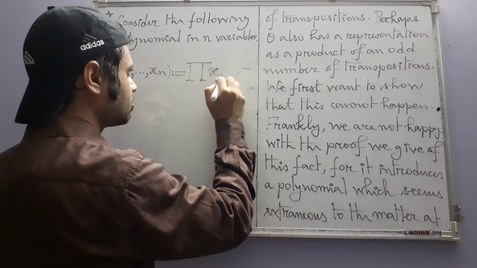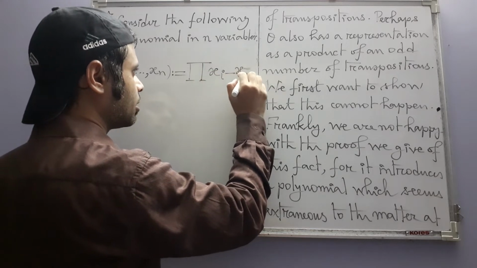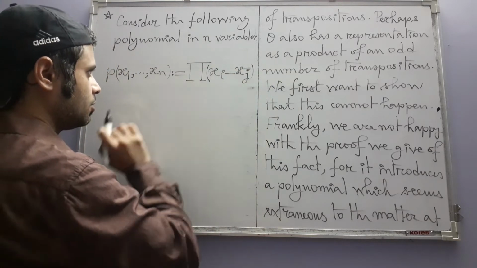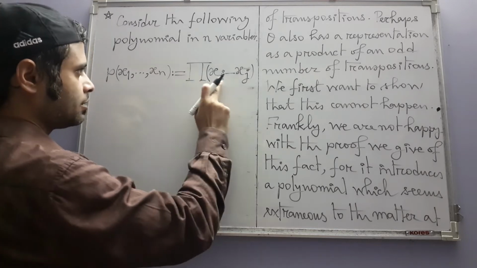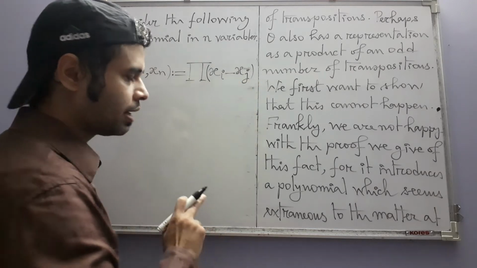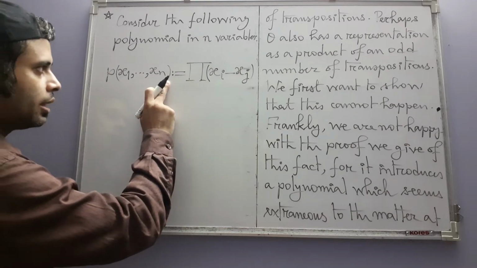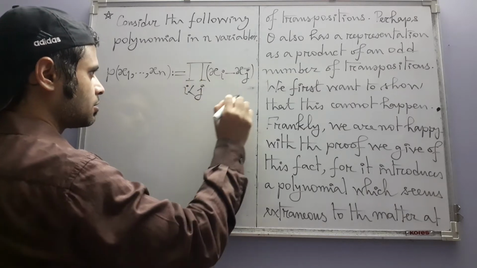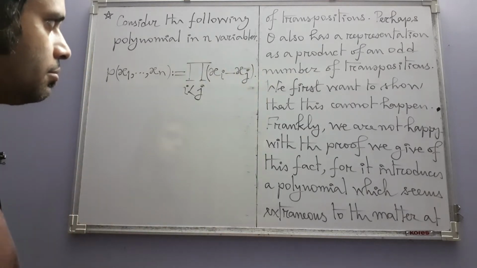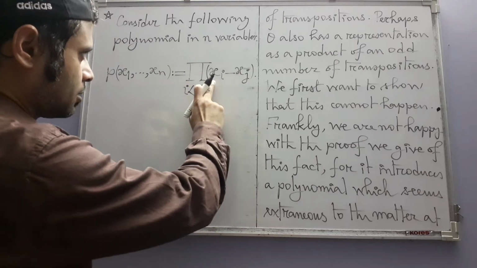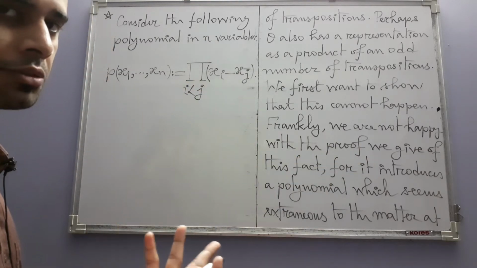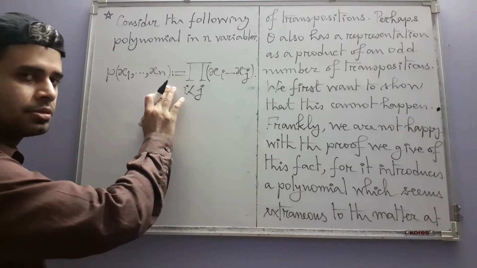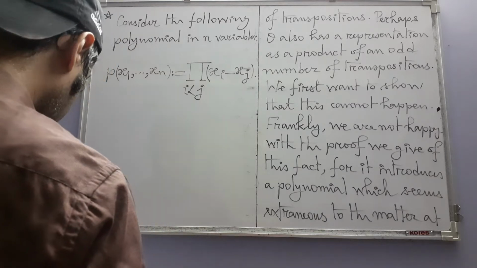And the factors look like this: xi minus xj, where of course i and j, each one of them varies from 1 through n, but there is a restriction that i is strictly less than j. Maintaining this restriction, all these factors will appear, whatever can appear in this product, and the resulting polynomial we are denoting by this p. And there is one example.